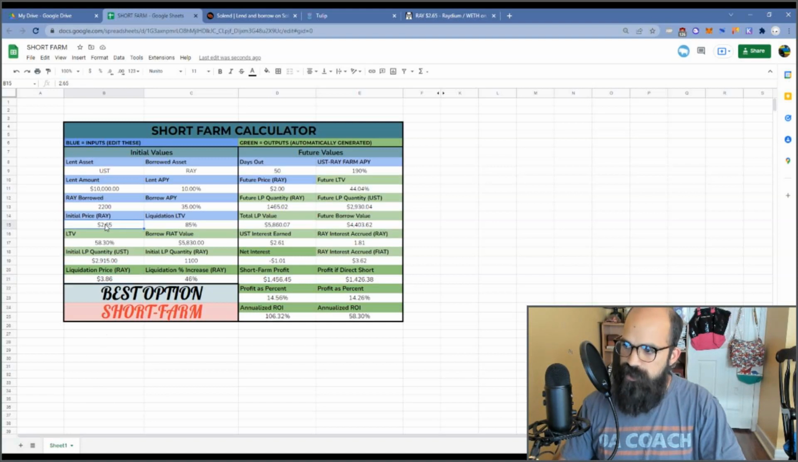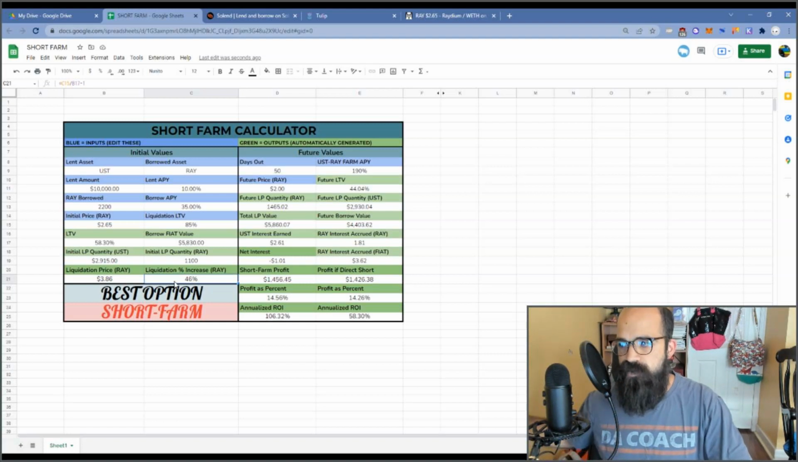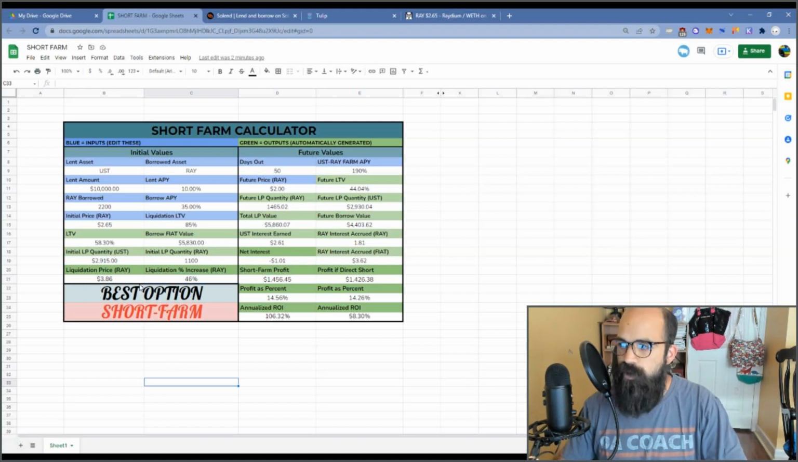We're currently at $2.65. At $3.86, you start to get liquidated. And that is a 46% increase in price. So if the price increases by 46%, which is pretty dramatic, then you would get liquidated. The liquidation process would begin. I don't know if they do partial liquidations on Solend, but I think they might.